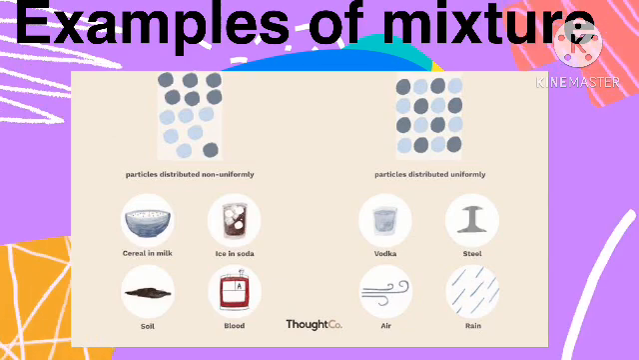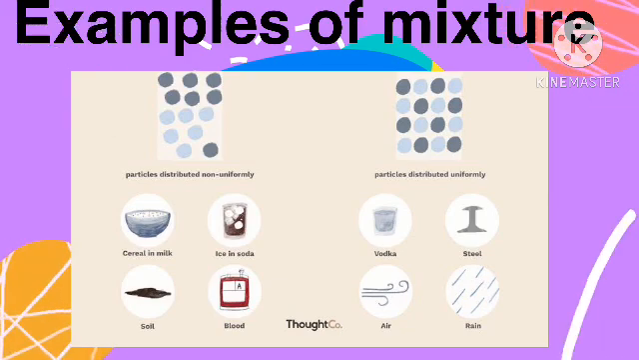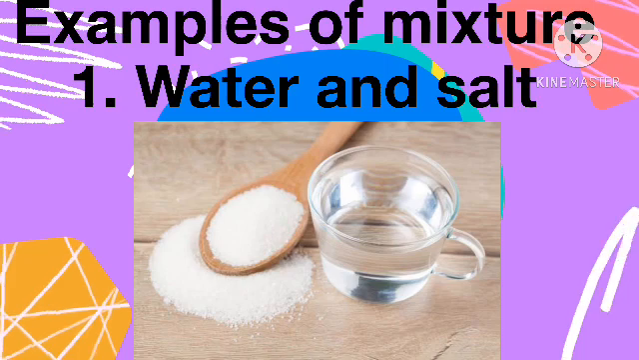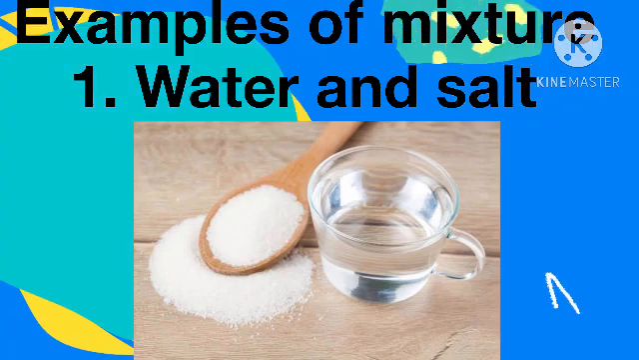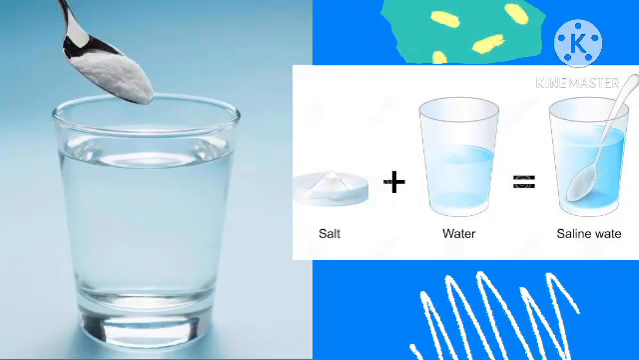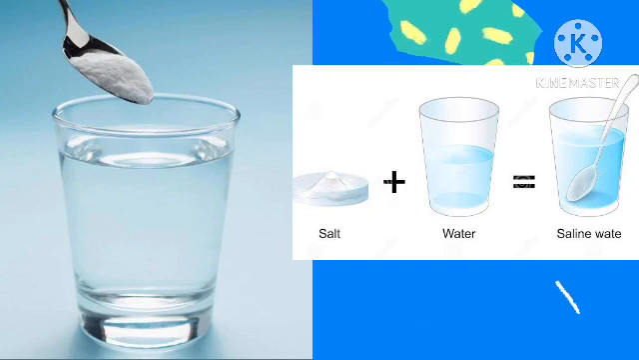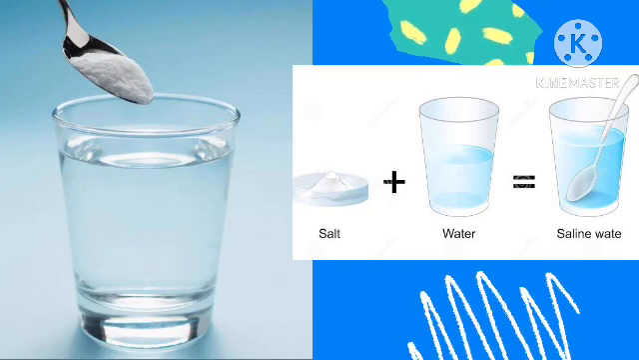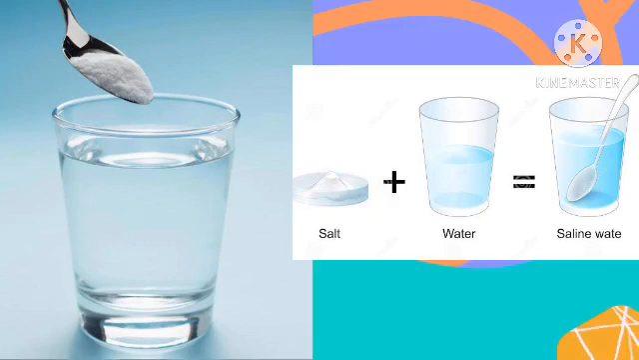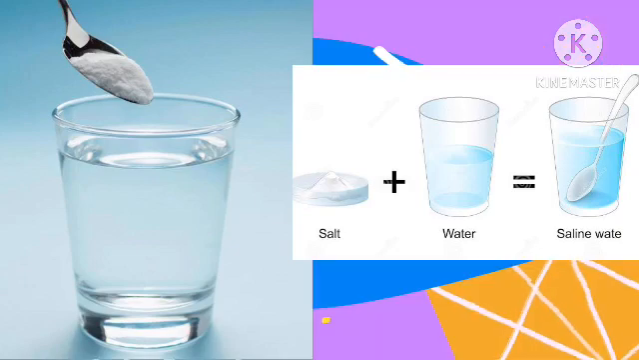Some examples of mixtures are water and salt. If you have a glass of water and you put salt into it, once you mix it, it creates a mixture and it becomes salt water or sea water. So water and salt is an example of a mixture.